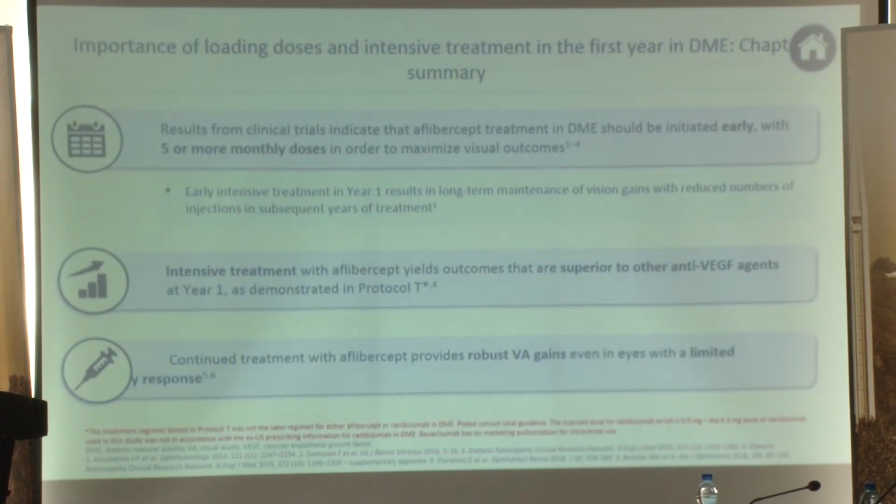So coming to the summary, I think important thing is the results from all that clinical trials which I have already mentioned. They used 5 monthly loading doses, and they have described better outcome in the patients. And we all know that after the year 1, the patients will be requiring lesser number of injections. So intensive treatment is definitely superior to patchy treatment or just 3 loading doses in diabetic macular edema. And the patient keeps on improving even in the later stages. So year 1, some patients may not have significant improvement, but if you persist with the agents in year 2 or 3, they may be showing further improvement in the vision.